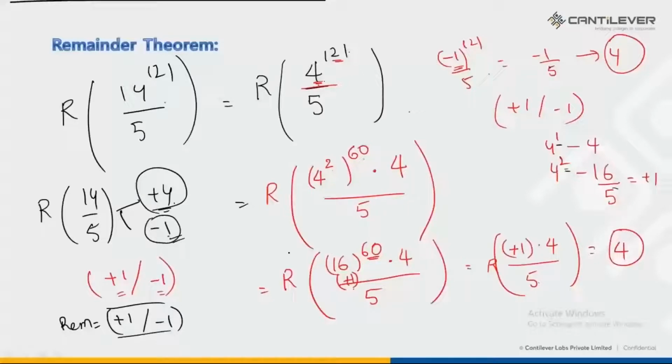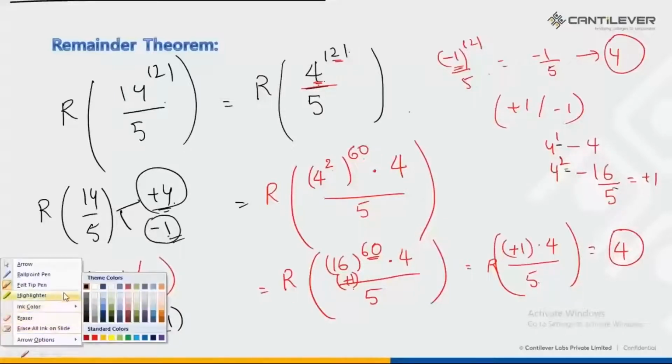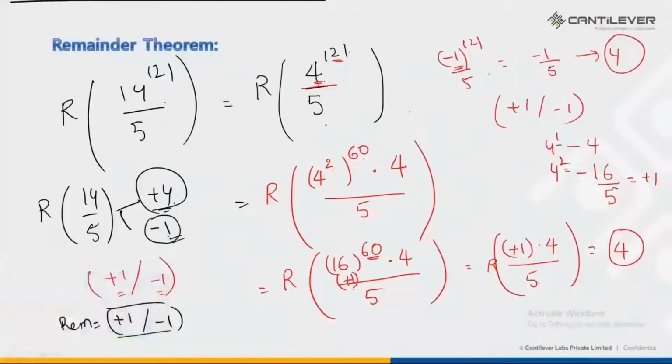Simple, ma'am. The numerator is an exponential part, right? 4 to the power of 121. Now I'm searching for a number which is a power value of 4 and upon dividing with 5 will give me a remainder of plus 1 or minus 1. Simple thing. Because the numerator is a power of something, 4 to the power of something, whenever you divide it with 5, I want a remainder of either plus 1 or minus 1, because it is easy for me to calculate.